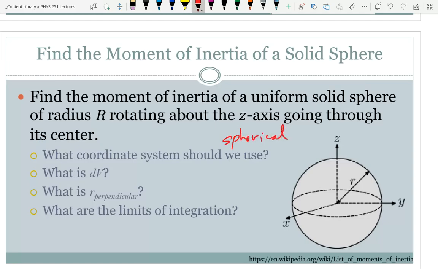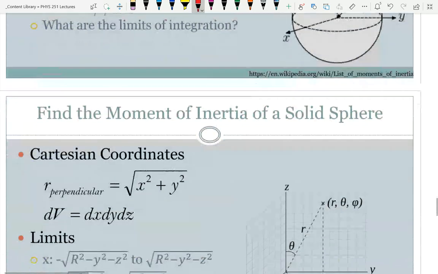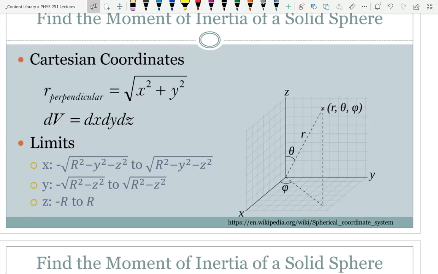Were we just working with spherical coordinates? We were doing cylindrical. So we're working with 3 different coordinate systems today: Cartesian, cylindrical, and spherical. What is dV for a little piece of sphere?